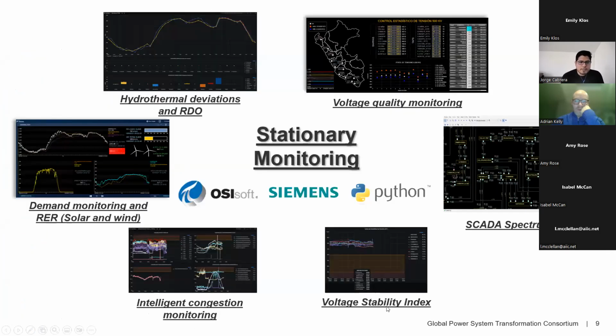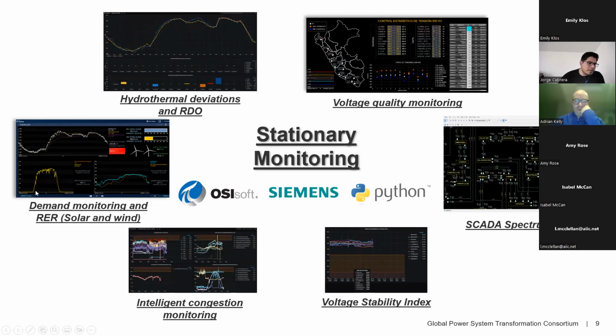For example, regarding the stationary monitoring, we use the OSIsoft PI Vision system. We have some applications based on Siemens, and others based on Python with a specific mathematical model. We have the hydrothermal deviation for redispatch, voltage quality monitoring, SCADA Spectrum Power 7 for monitoring all the power system, and a voltage stability index for the load bus bars. We also have an intelligent congestion monitoring that analyzes all the grid around the country every 5 minutes, and we can not only see which value is more than the limit, but also see all the profile from the last day and compare the trend for the next hour. And also we have the demand monitoring and renewable resources.